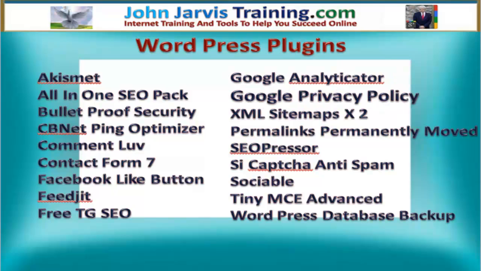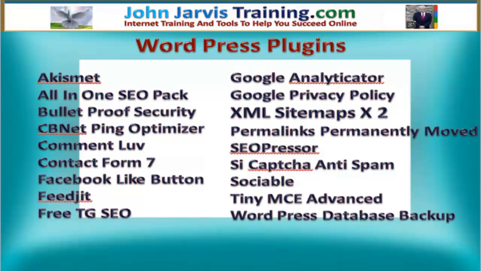The Google Privacy Policy actually puts a privacy policy on your website, and this is something that the search engines really like, and so do certain visitors that come to your site. They want to know that their privacy is assured. There's Google XML Sitemaps plus Google XML Sitemaps for videos. This helps Google again analyze your website and how it's structured.